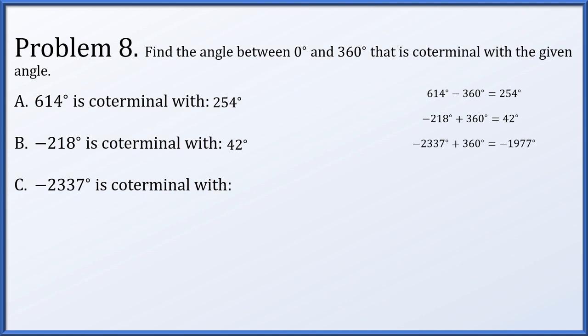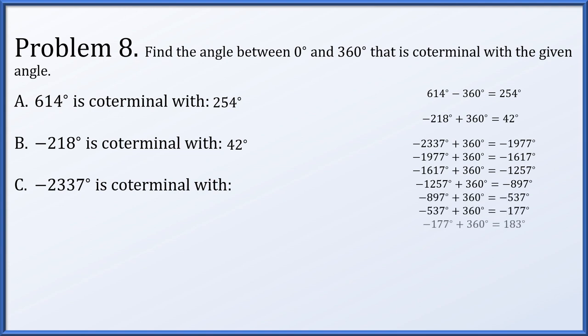But negative 1,977 is still negative, so add 360, still negative, add 360, still negative, and keep going, and aha, here we have it. Having added 360 several times, we are coterminal with 183 degrees.